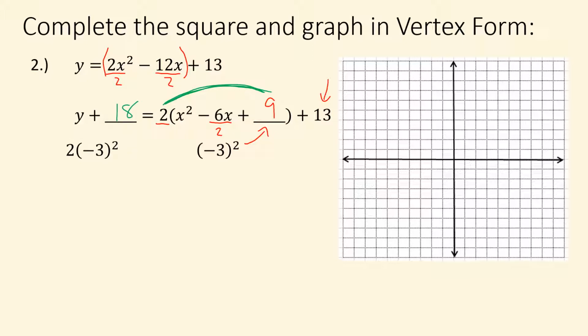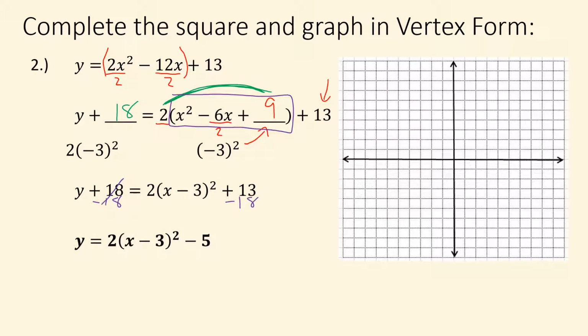Okay, this whole parenthesis is our perfect square trinomial, and it's going to turn into an x minus 3 squared. Okay, so here's our equation. Right, we don't want y plus 18 on the left, we just want y equals. So we're going to move this 18 to the other side. Minus 18. Okay, and that gives us our equation here. So y equals 2, x minus 3 squared, minus 5. Okay, from here we can get the vertex, opposite, same. So 3, negative 5. All right, now we can graph it all out.